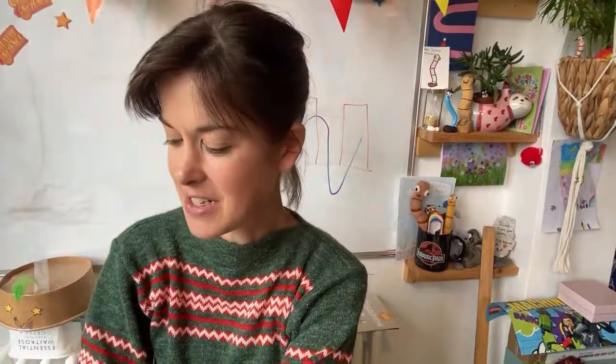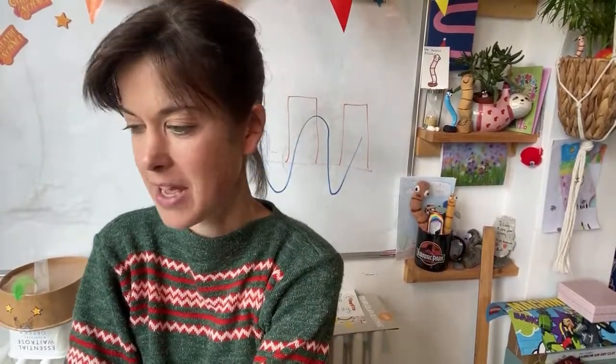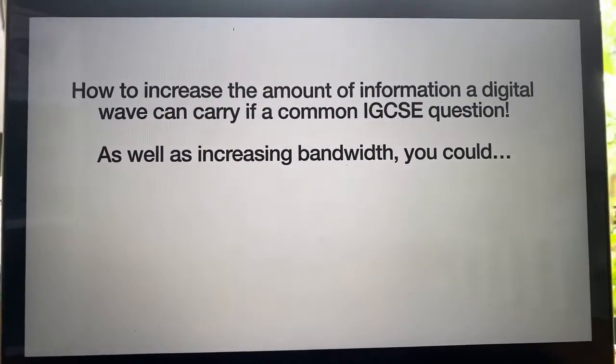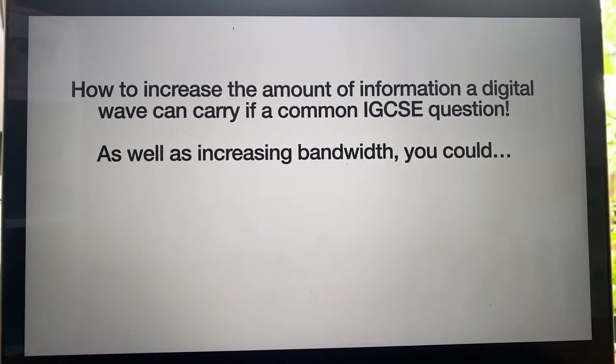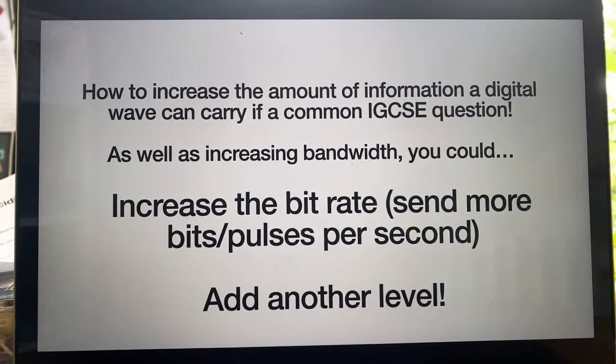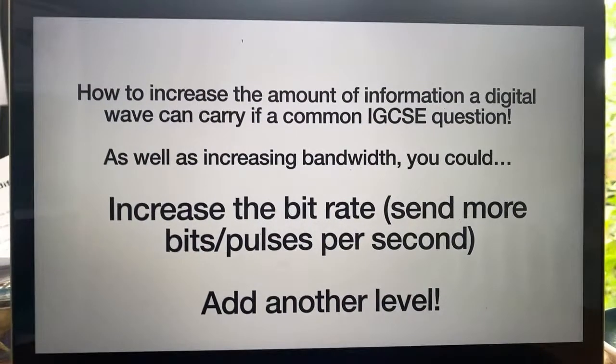I don't usually do this. This is just a game called How to Get Marks at GCSE without actually learning anything. How to increase the amount of information a digital wave can carry: one of the ways is to increase the bandwidth. You could also increase the bit rate. Hopefully that's fairly self-explanatory. You could send more bits or more pulses per second. And you can also do something called adding another level.